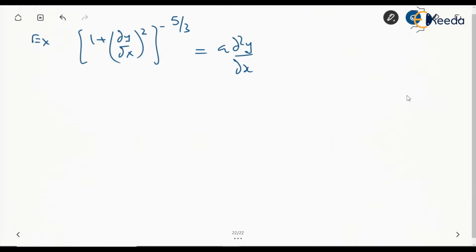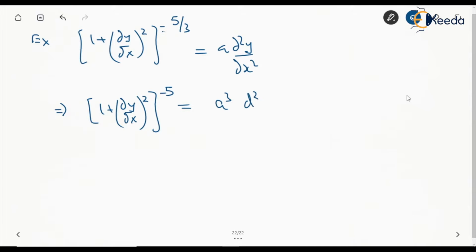For example, let's say we have 1 plus dy by dx whole square to the power of minus 5 by 3 is equal to a times of d2y by dx square. Then this power raised is minus 5 by 3, which will have to be rationalized. So what we can do is, let's take cube on both the sides. Then this will become 1 plus dy by dx whole square to the power of minus 5 equal to a cube d2y by dx square cube.